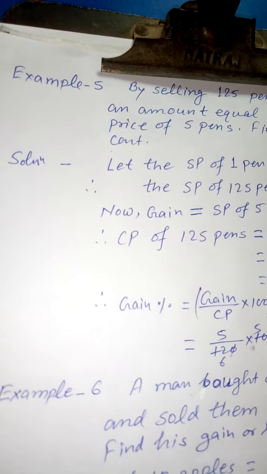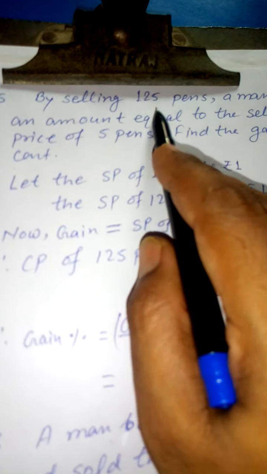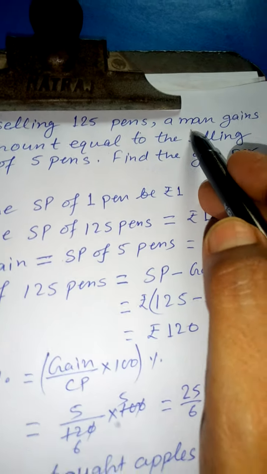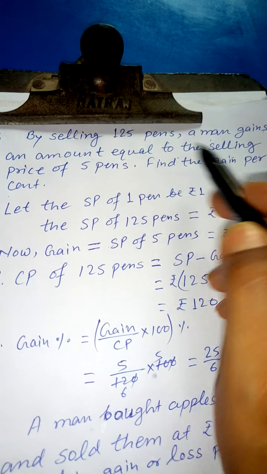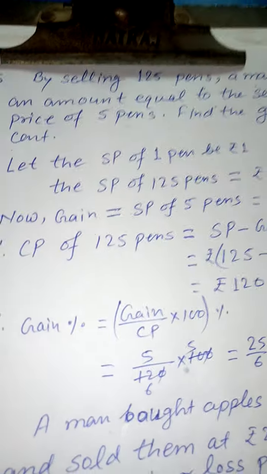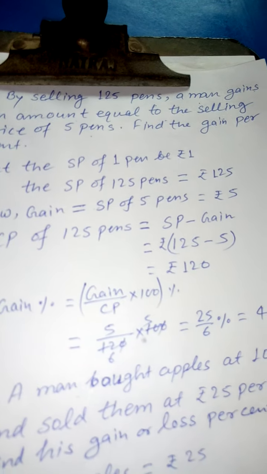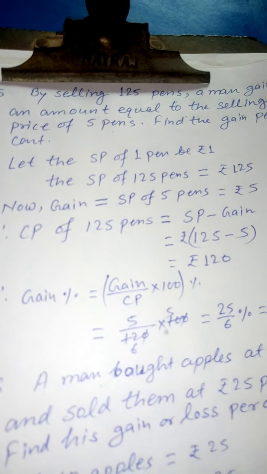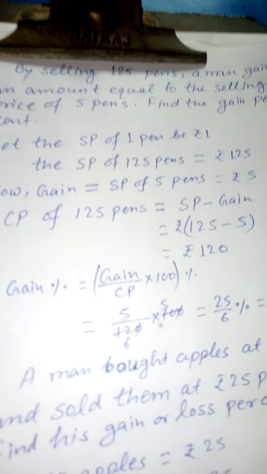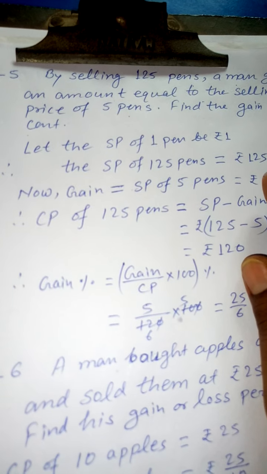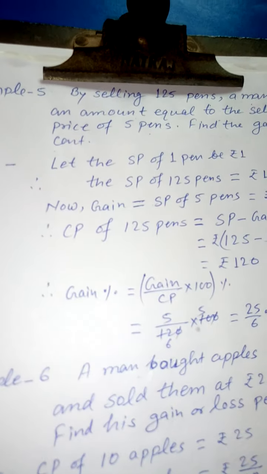Now here I am taking another example, example number 5. By selling 125 pens, a man gains an amount equal to the selling price of 5 pens. Listen carefully. By selling 125 pens, a man gains an amount equal to the selling price of 5 pens. So you have to find out the gain percent.